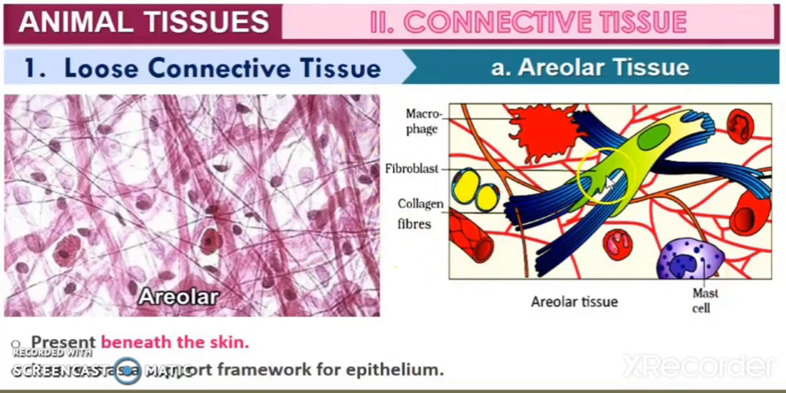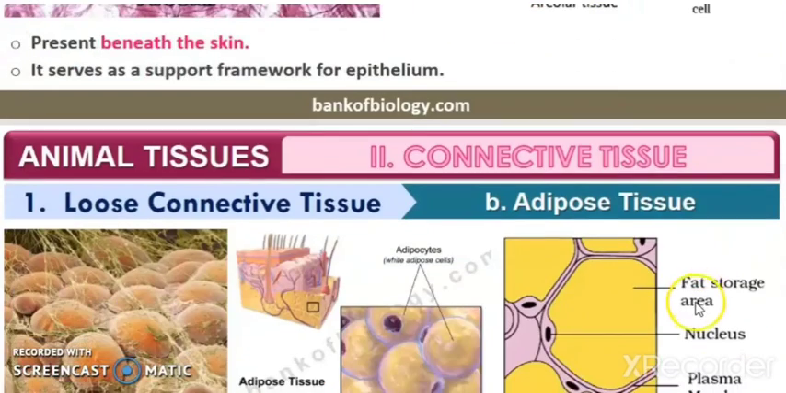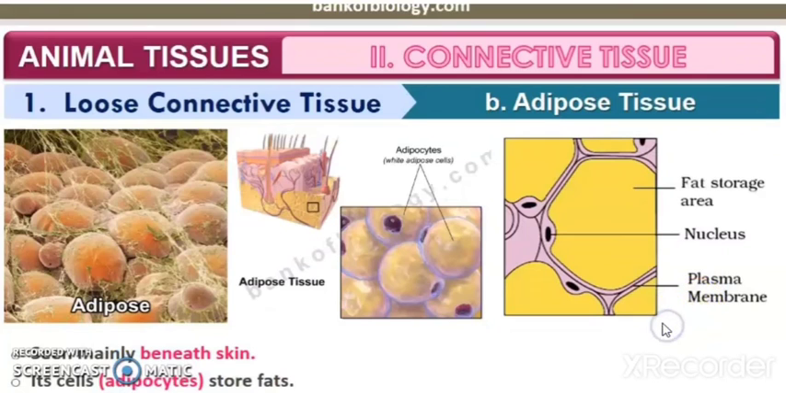You can see the fibroblast here. This is the fibroblast cell from which the collagen fibers are arranged. So this is about the areolar tissue. Now let us move on to the adipose tissue, children.